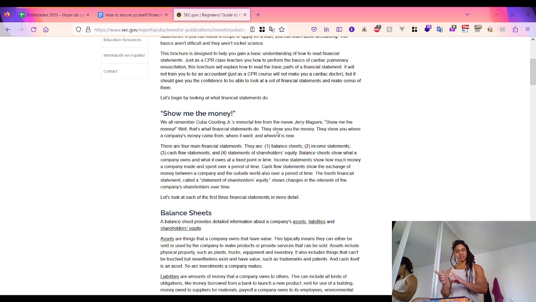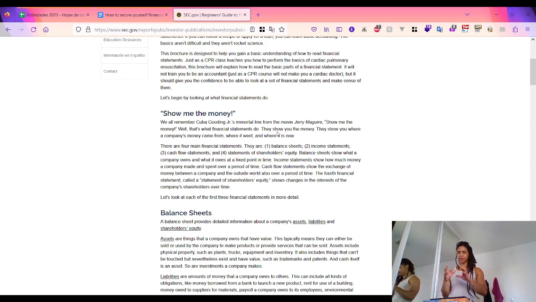But this doesn't show you the flow of money in and out of the company. Income statements are another type of statement that show how much revenue a company made and the associated expenses and costs that are deducted from it to earn that revenue, at the end of a reporting period.